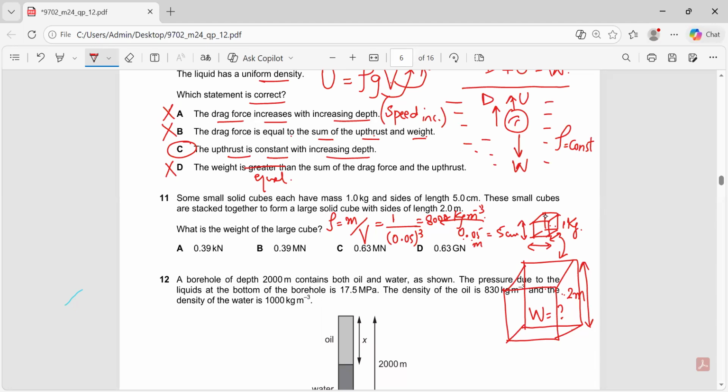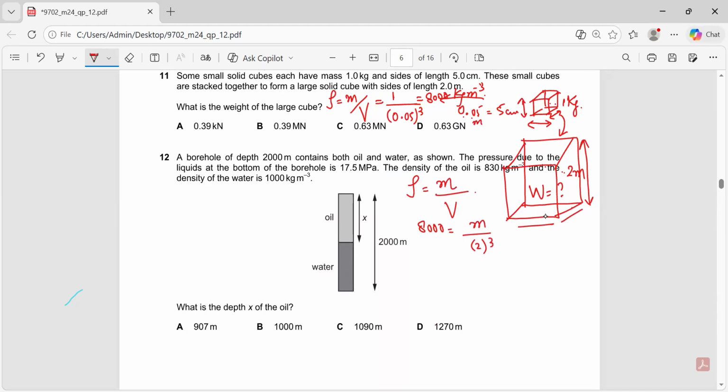तो larger box की भी density same रहेगी, so density is equals to mass over volume. So we know density is same. What its density is 8,000. What will be the volume of larger box? If its side is 2, so this will also be 2, this will also be 2. So it will become 2 into 2 into 2, like 2 cube, and we are going to find out its mass. So what will be its mass? Its mass will be 8,000 into 8. So this will be equals to 64,000 kg.